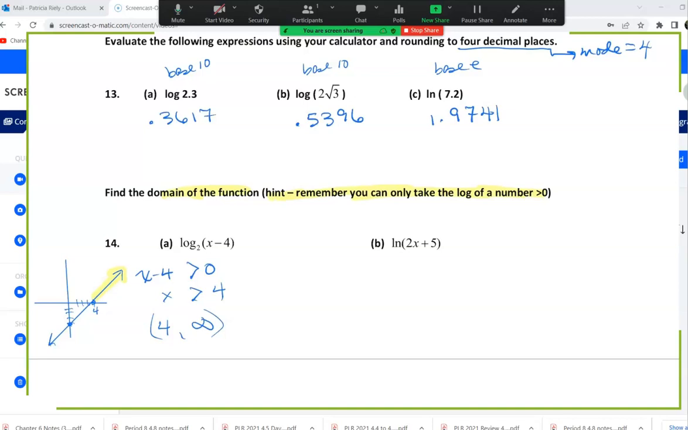Okay, next one. Natural log of 2x plus 5. So if I have that, I'm going to do the same general approach. I'm going to set 2x plus 5 has to be greater than 0. So 2x is greater than -5. X is greater than -5 halves. So that means I start at -5 halves and I go to infinity. Okay, this is also a line. I could do the same analysis I just did on this one.